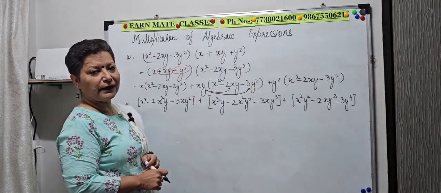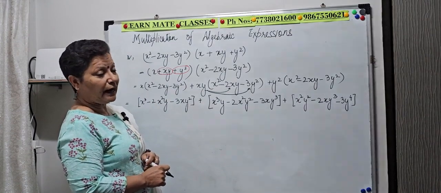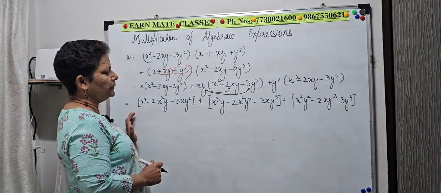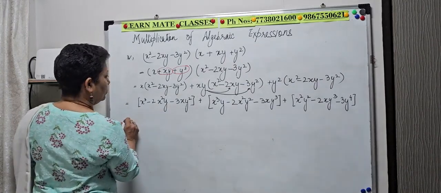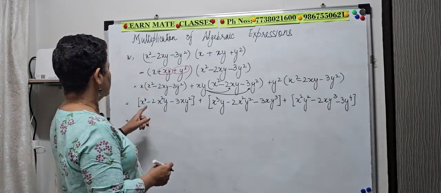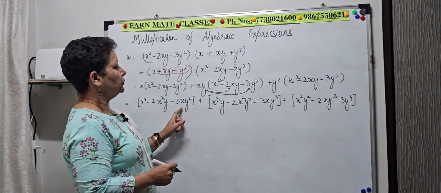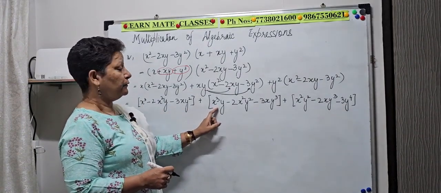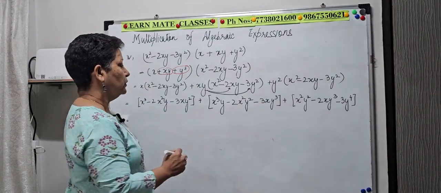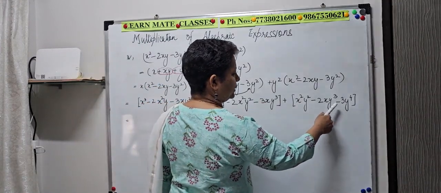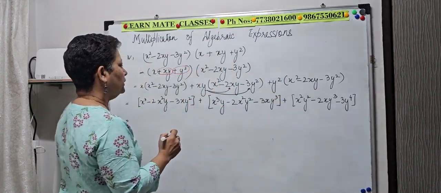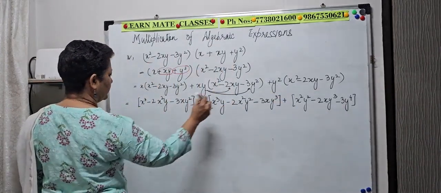Now comes the part where I need to see which are my higher powered terms. I will put them in the beginning, and slowly we'll try and cancel out the common terms. Okay, so what is the highest power? This is cube, cube, cube, power 4, power 4, power 4. And again, I have a power 4, power 4 and a power 4. So I'm going to try and write all those terms first.